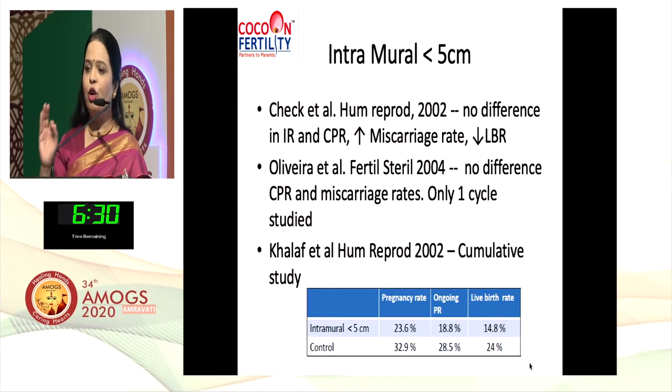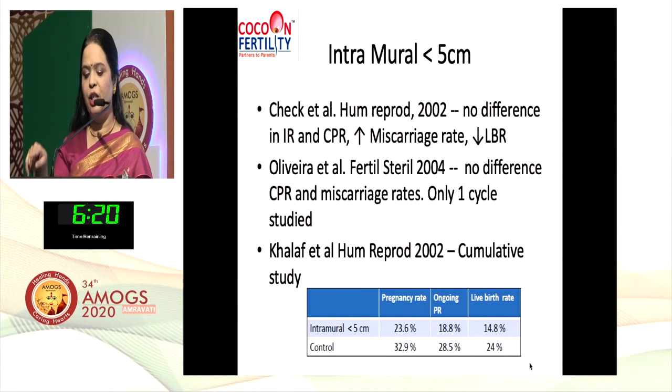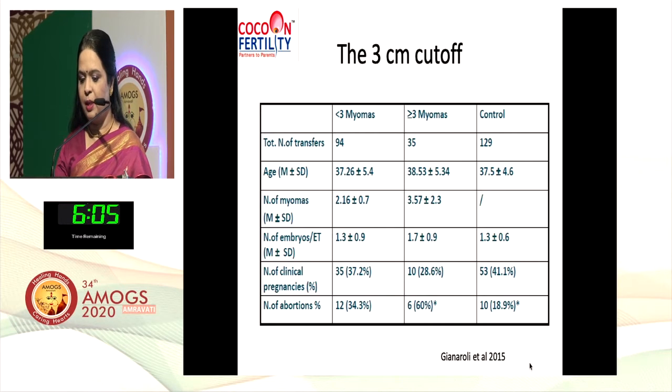But they took a look only at one cycle. They did not take a look at what happens over cumulative cycles, because the people who fail are going to go with the second cycle later on. And Khalaf in 2002 actually took a look at this. The number of people included in the study was less, but still they give us some information that the controls tend to do better than people with the fibroids. And that is what that particular paper says.